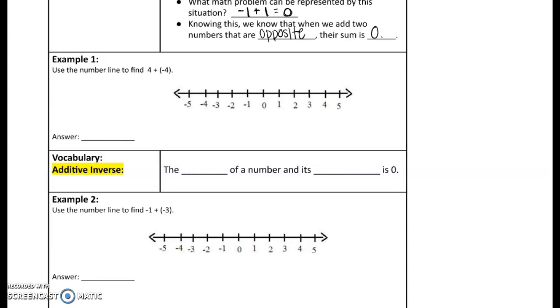So it says use the number line to find 4 plus -4. So we start at 4 because that's our first number. And it says now we're going to add -4.